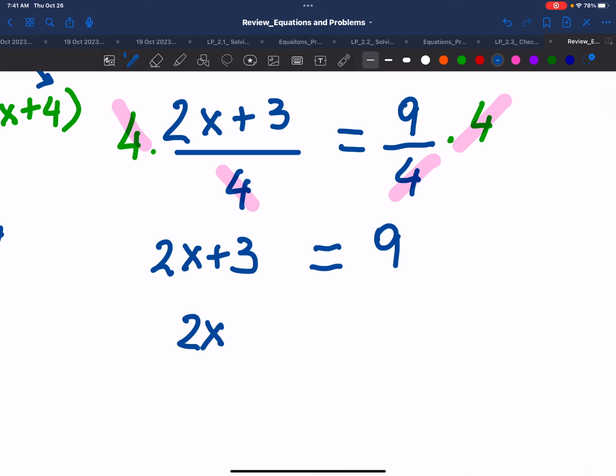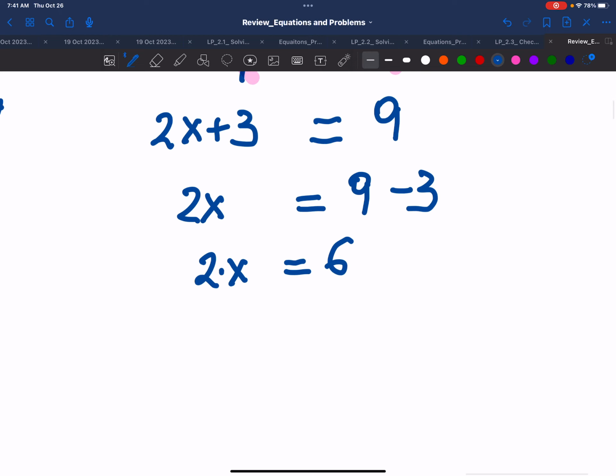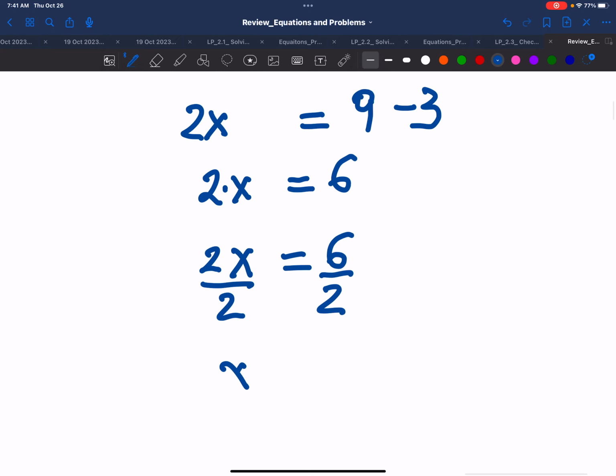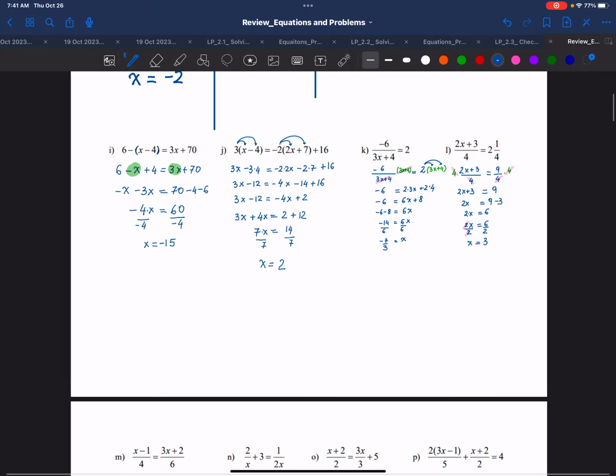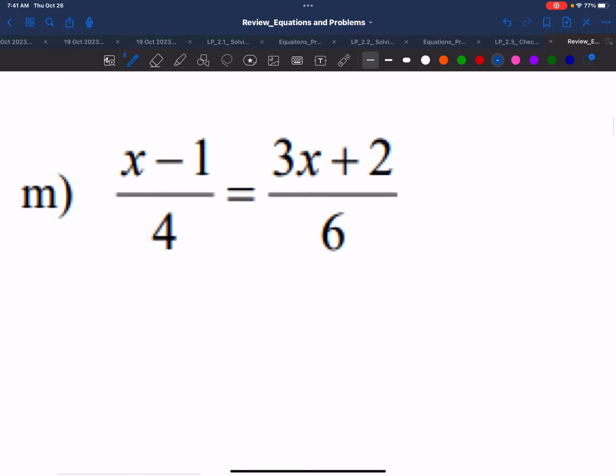Isolate the variable term first from the number added to it, which means that take 3 to the other side, in other words, and change the sign of it. And we have 2x equals 6. Isolate x from the number multiplying it by dividing both sides of the equation by 2. As you can see here, 2 and 2 will divide to 1. X will be isolated with a coefficient of 1, and x equals 3. So let's take a look at the next equation.